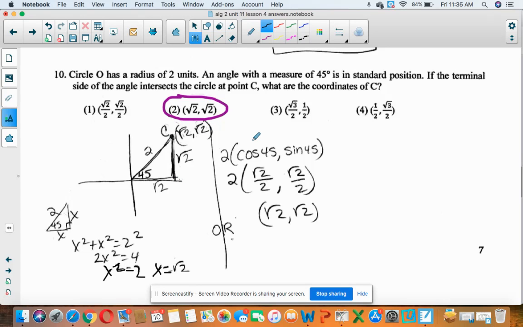All right. Otherwise, another way I can do this is, if I want to find the coordinates of a point C, x, y, x is cosine, so cosine of 45. y is sine of 45. But I had a radius of 2, so I need to multiply this by 2. So 2 times radical 2 over 2 is radical 2, and 2 times radical 2 over 2 is radical 2. So that's another way to do that.